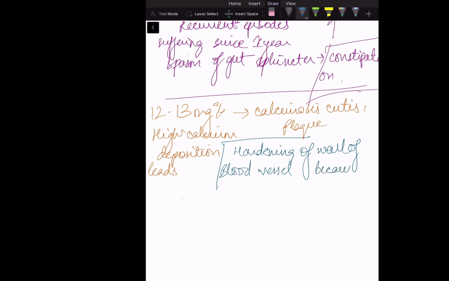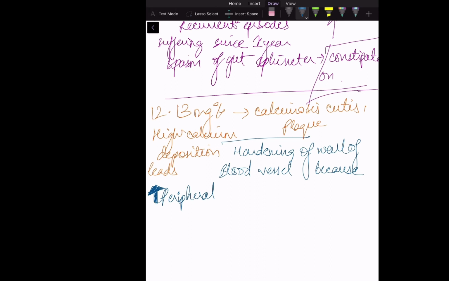Because of this deposition of calcium in the wall of the tunica media, there will be more peripheral resistance. I'm sorry about the writing, I'm not that good. If you don't understand anything, you can let me know in the comment section below, and I'll reply to you there.